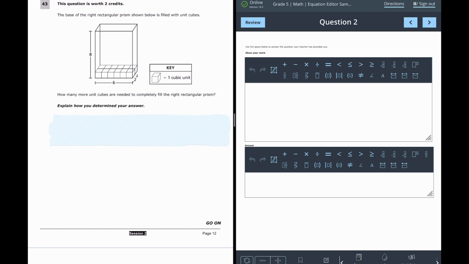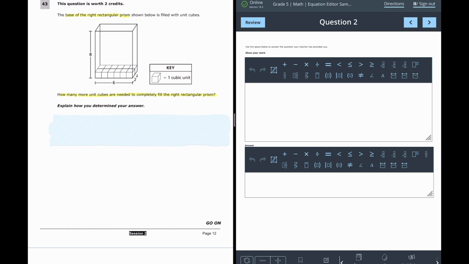Alright, here's the last 2-point problem. And again, see how they're asking us to explain? Not so much even showing the work. We're still doing the work on paper, but we're explaining. And it's a volume problem because I see a 3D shape and volume has 3 dimensions. So I know it's going to be volume. The base of a right rectangular prism is shown below. How many more cubes are needed to completely fill the right rectangular prism?